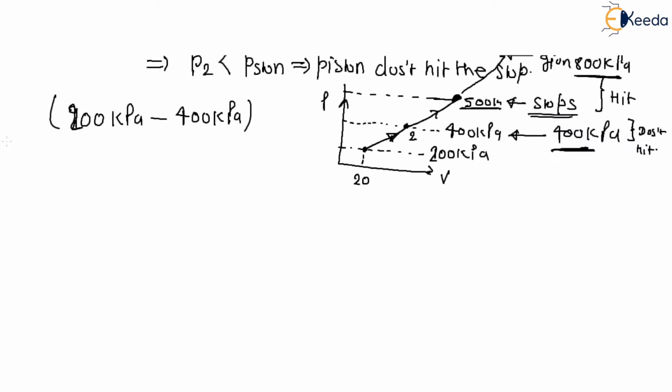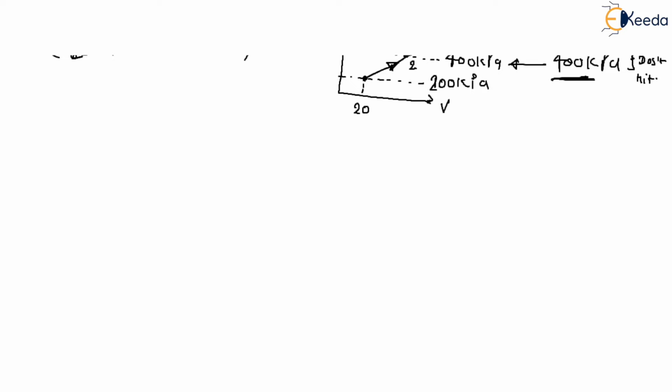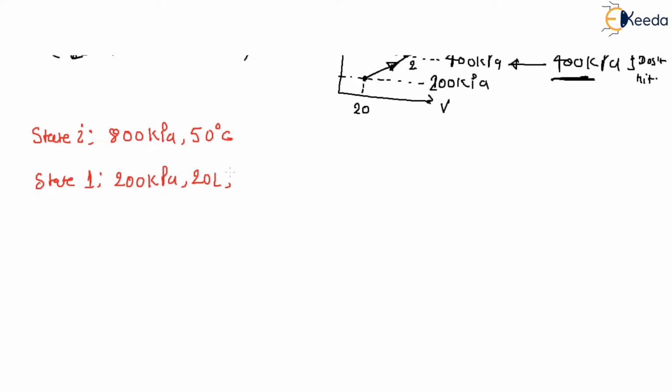Now what is given? State i, the inlet: 800 kilopascal and 50 degrees centigrade. State 1: 200 kilopascal, 20 liters, 10 degrees centigrade. Final state 2: 800 kilopascal, 80 degrees centigrade.